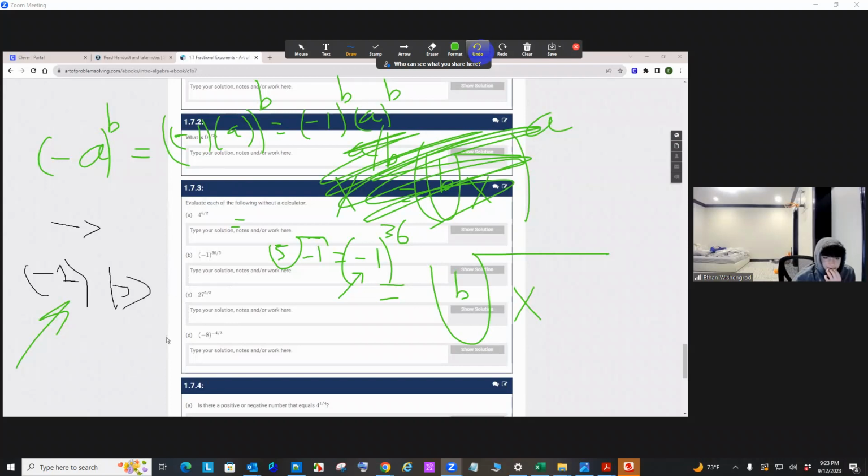No. The 5 doesn't divide the 36. But that's not what I'm going to say. The 36 is the power, and when it's even, that's what you look at, when it's even or odd.